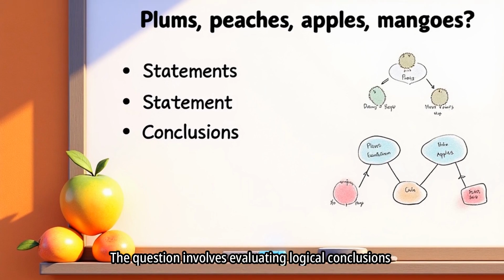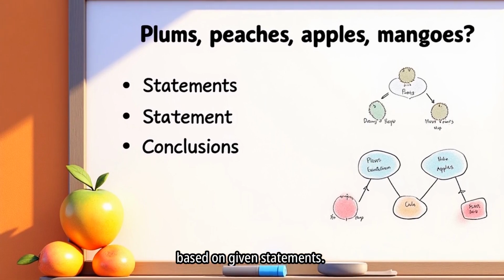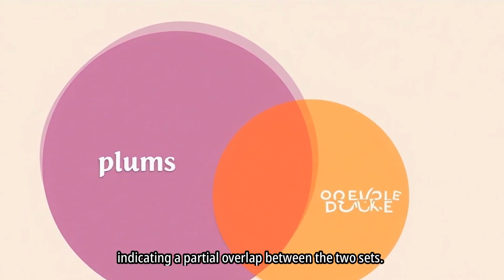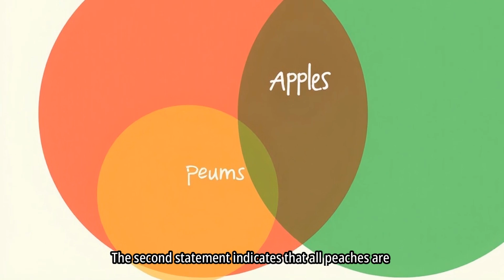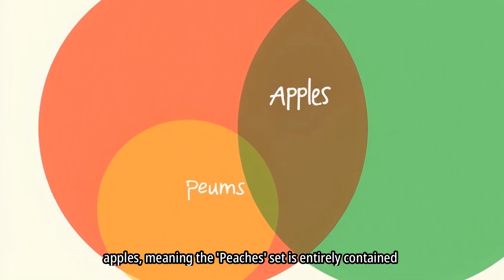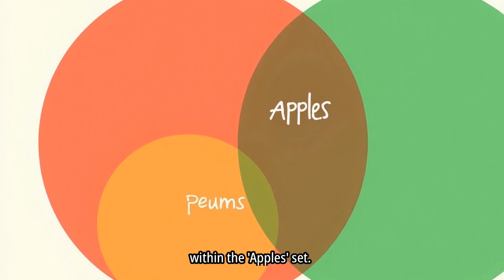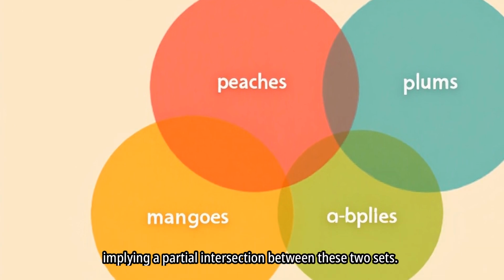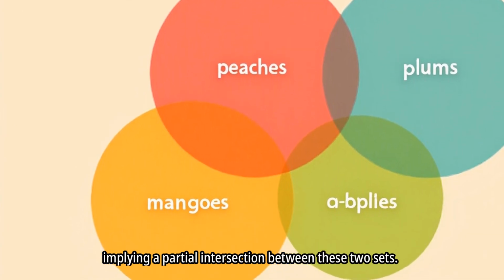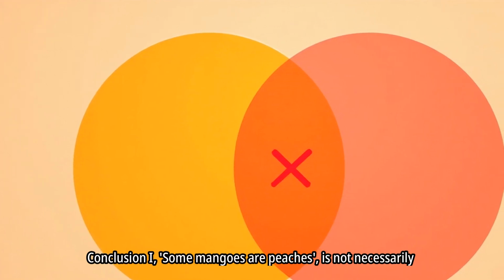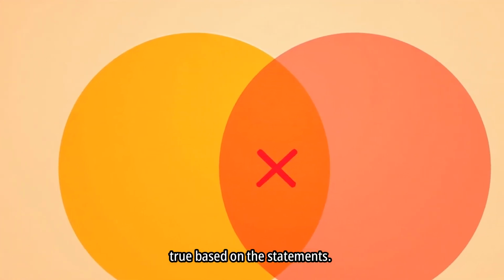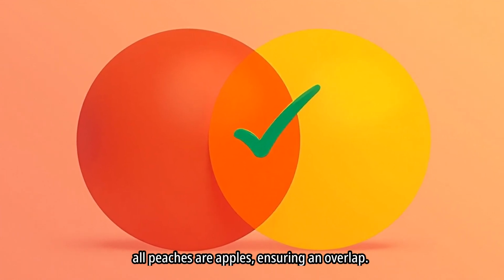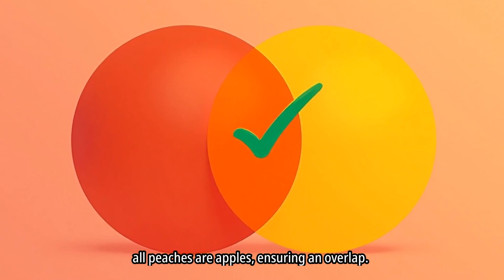The question involves evaluating logical conclusions based on given statements. The first statement asserts that some plums are peaches, indicating a partial overlap between the two sets. The second statement indicates that all peaches are apples, meaning the peaches set is entirely contained within the apples set. The third statement suggests that some apples are mangoes, implying a partial intersection between these two sets. Conclusion 1, some mangoes are peaches, is not necessarily true based on the statements. Conclusion 2, some apples are peaches, is true because all peaches are apples, ensuring an overlap.